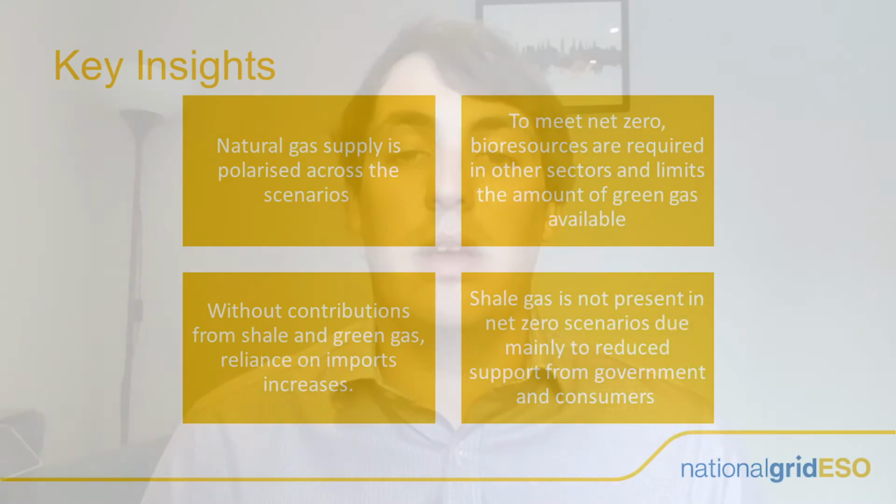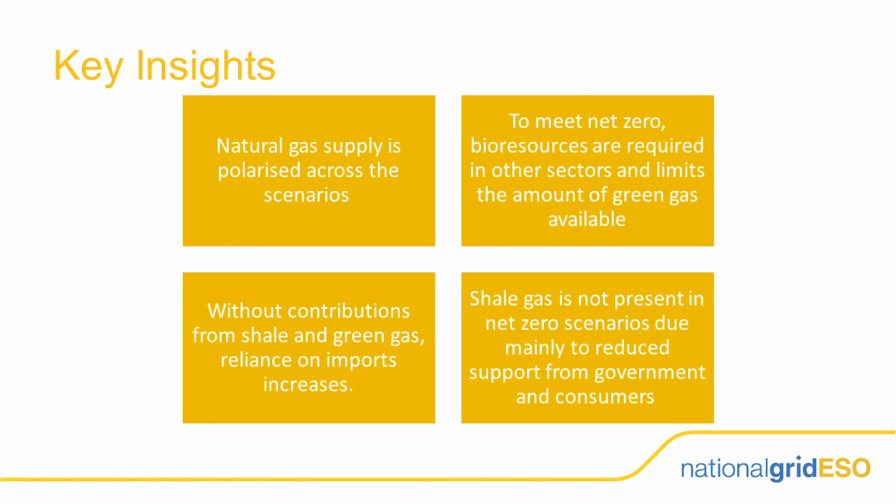Now, revisiting the key insights for natural gas supply. Firstly, we discussed gas being polarised across the scenarios, with too high and too low gas demand scenarios. Levels of supply from green gas were lower than you may have expected, and we saw high levels of import dependency where there is no shale or green gas. Lastly, shale was not present in net zero scenarios due to the reduced support from government and consumers.